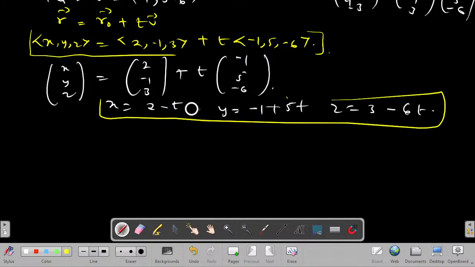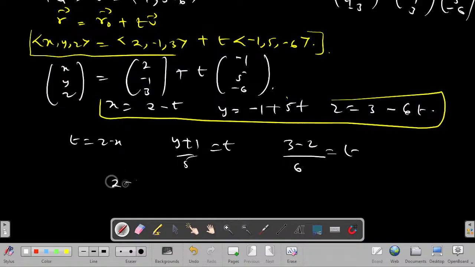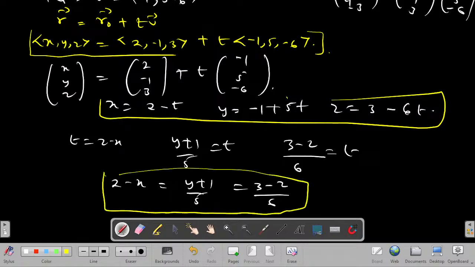The last one, what do we do? We are just making t the subject, is that not it? So we have t equal to 2 minus x. For y, we have y plus 1 over 5 is equal to t. Then here, let me do it the other way around. So I'll have 3 minus z over 6 equal to t. Therefore, we say 2 minus x is equal to y plus 1 over 5 equal to 3 minus z over 6. And this is what we call the symmetric equation of the line. And that is all about the equations of a line recap.